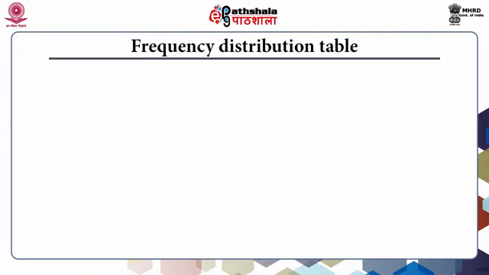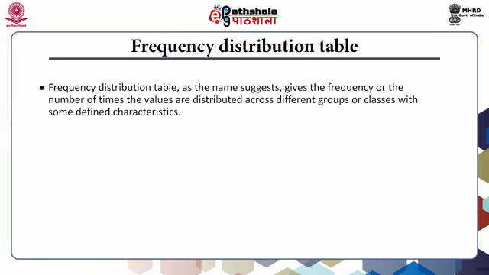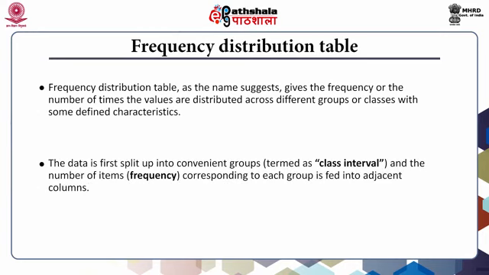Frequency distribution table. As the name suggests, this table gives the frequency, or the number of times, the values are distributed across the different groups or classes with some defined characteristics. The data is first split up into convenient groups, or class intervals, and the number of times, or frequency, corresponding to each group is fed into adjacent columns.